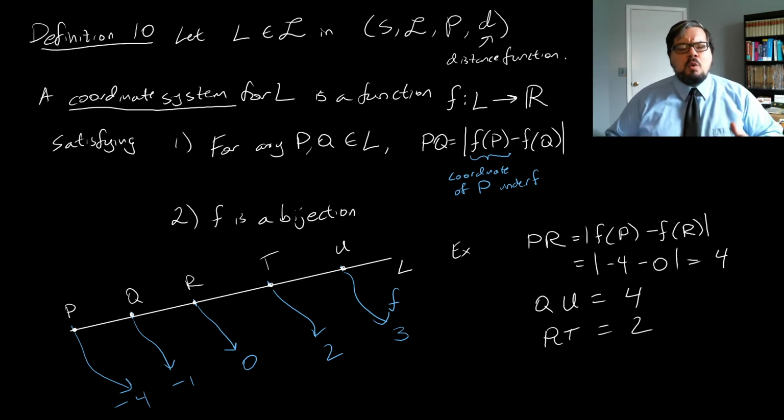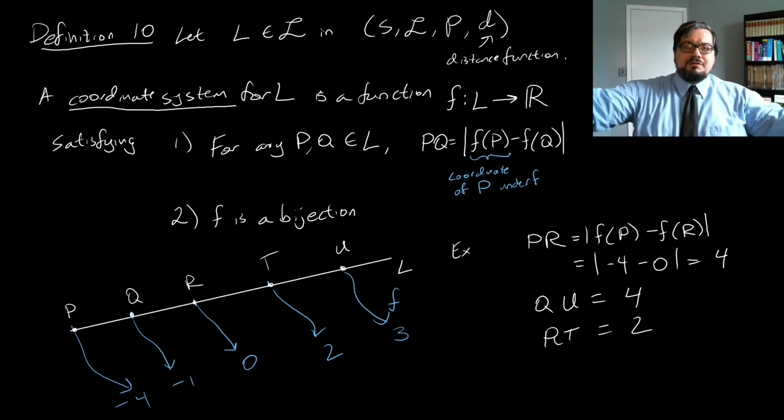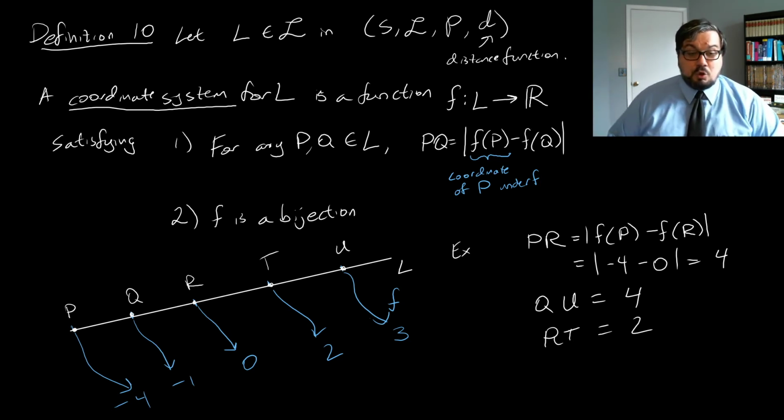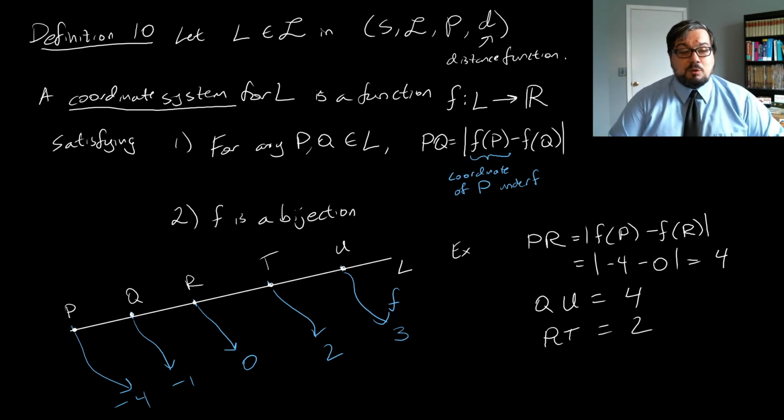So a coordinate system on a line means, in some sense, that the line is a copy of the real numbers placed inside our geometry. And we can measure distance using the coordinates that that coordinate system gives us. Now, this is very powerful when a line has a coordinate system for L.